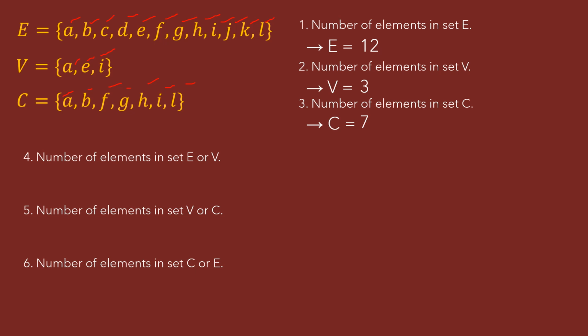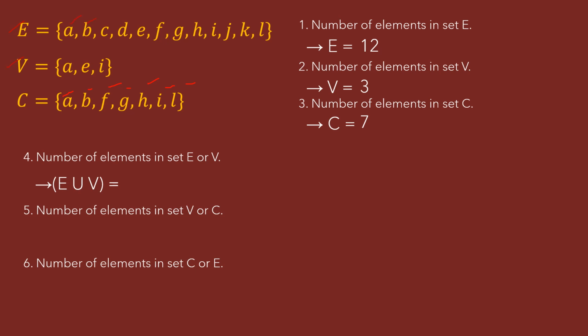So for number 4, number of elements in set E or B. Again, or means union. So we do have E union B. So what we are to do is to plainly add all of those elements. But remember that we're not going to count the elements 2 times once we are done adding them already. So E and B. So we are to add up the elements of E and B.